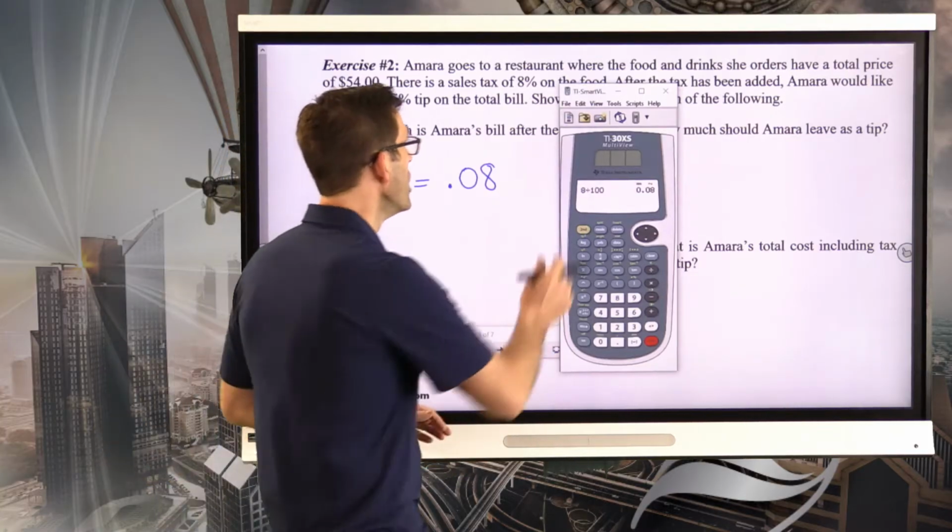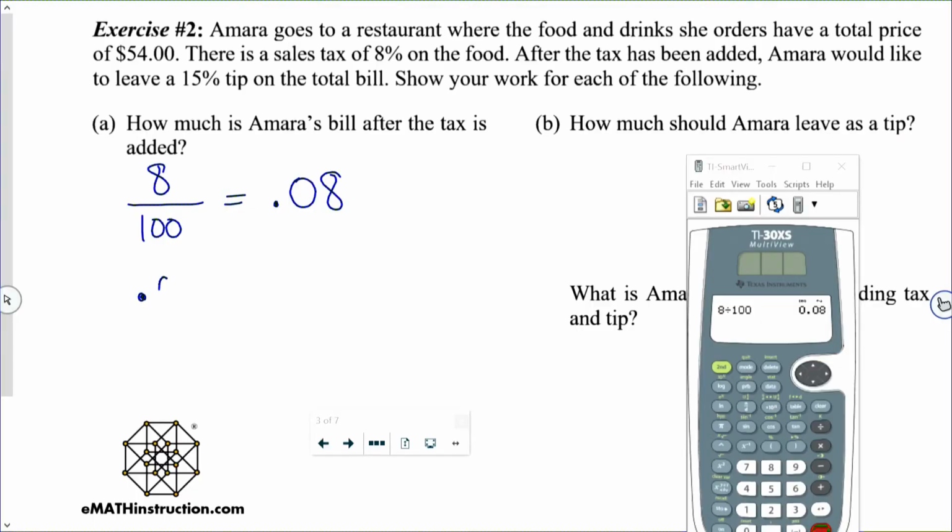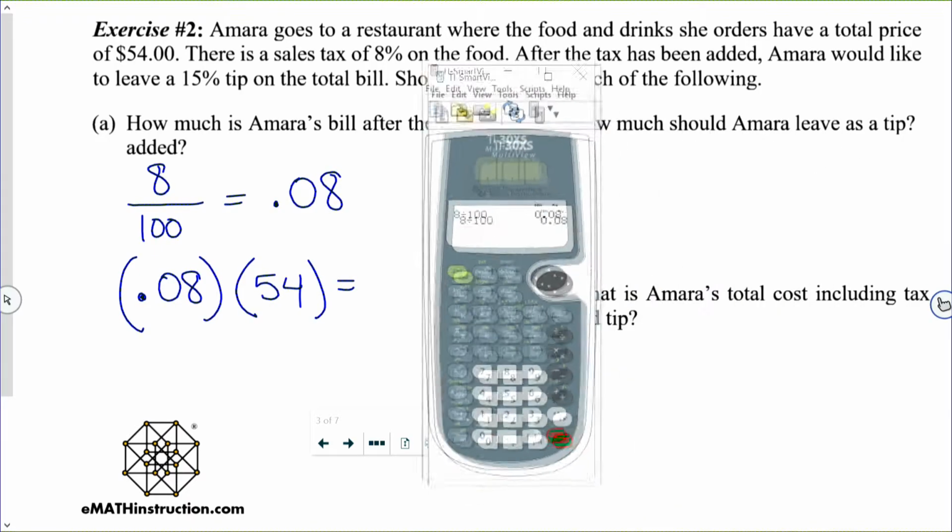But now, what we want is 0.08 times our $54. All right, so let's figure out what that is.